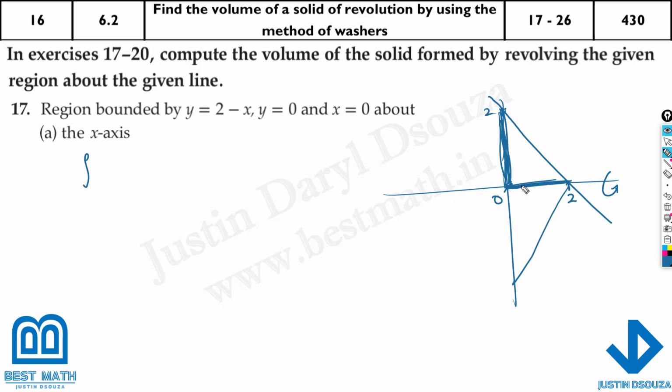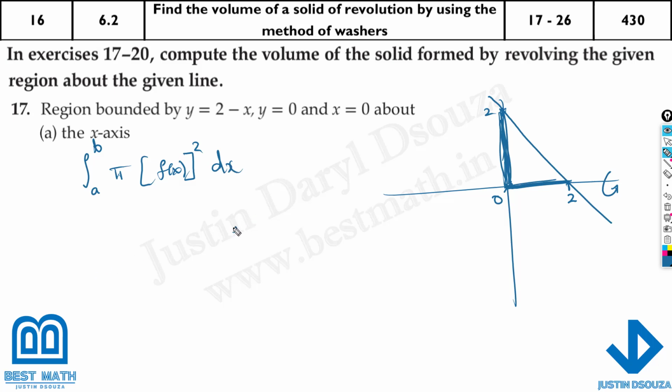Now, is it a washer? No, it's the whole area, right? It's the entire area we are solving. It's not a washer or anything. We don't have to remove any area. We don't have to do anything minus anything. So what happens is we directly take it as a function. See, now this formula is integral from a to b of pi times the function f of x the whole square dx. Why? Because it's along the x-axis.